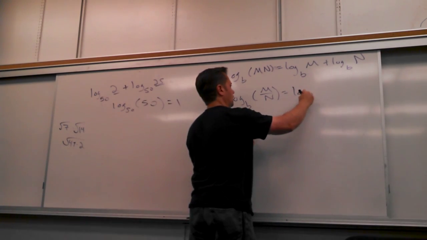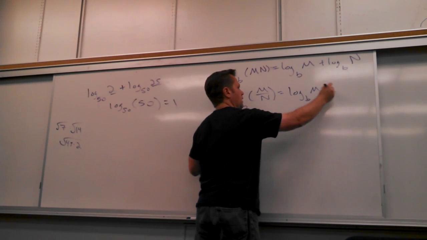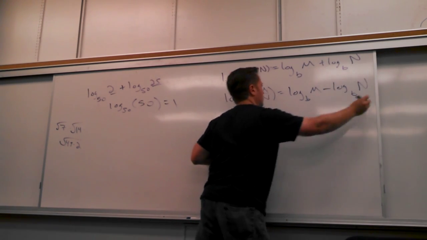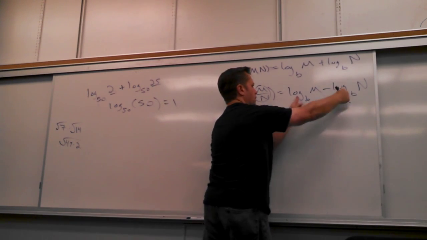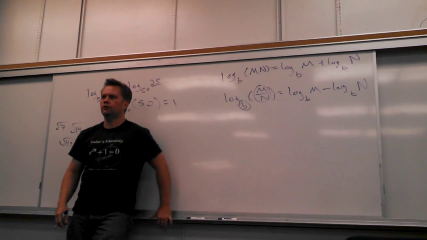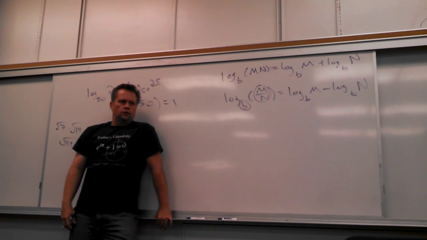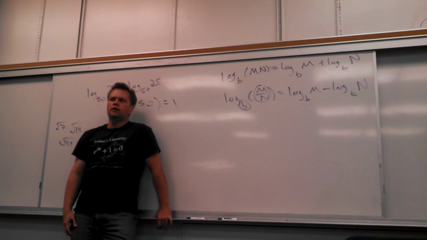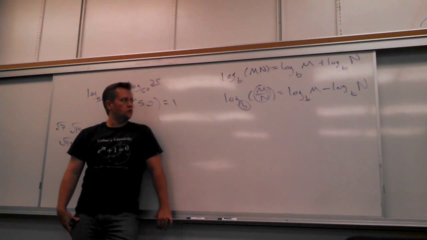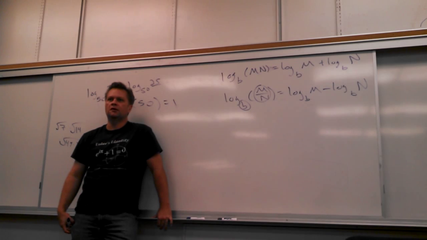Log base b of m minus log base b of n, because when I divide things with like bases, I subtract the powers. I mean, you can read that in English. It's crazy. Cool. Now, those are remarkably important.